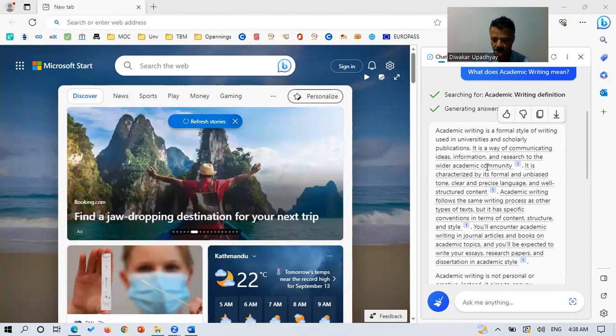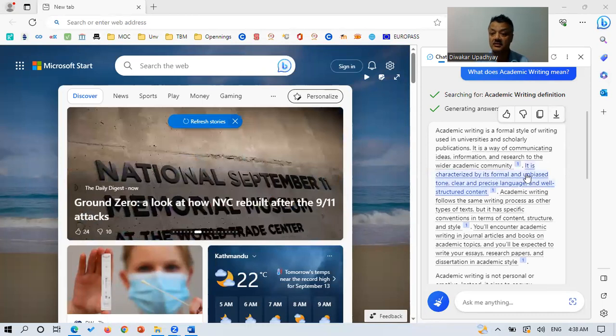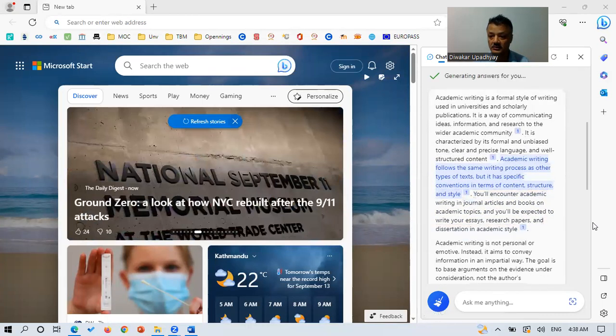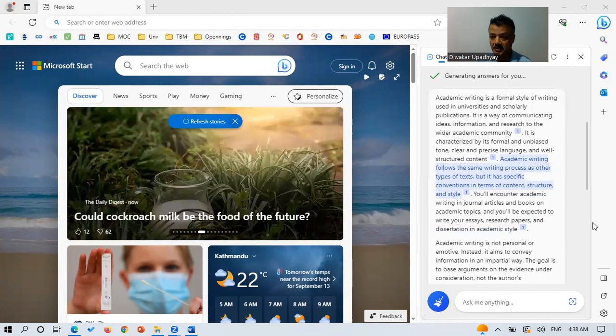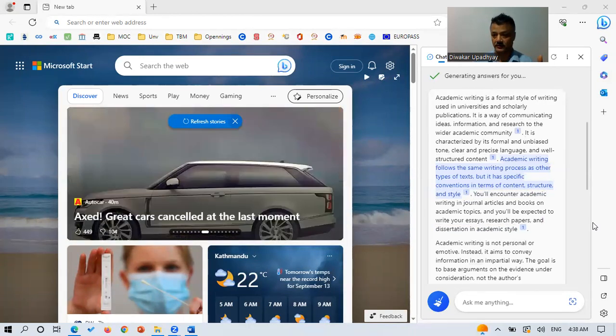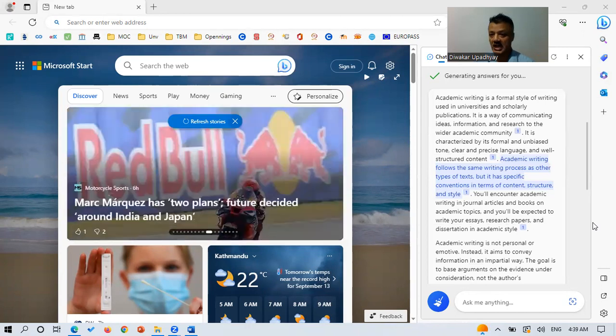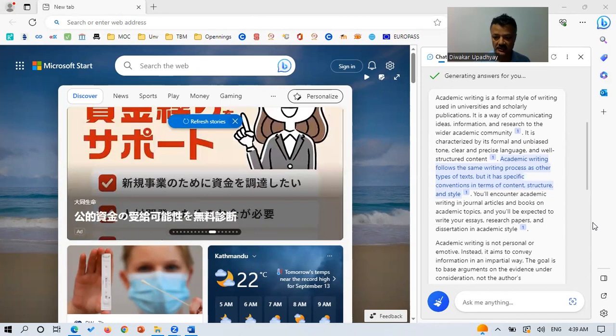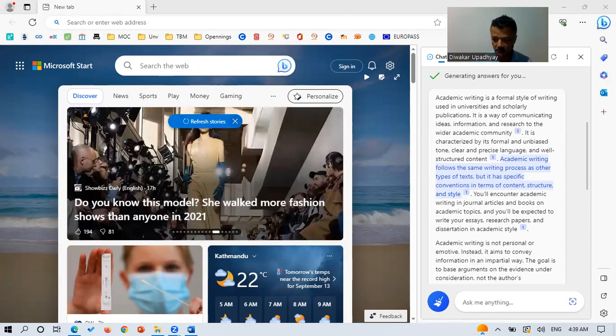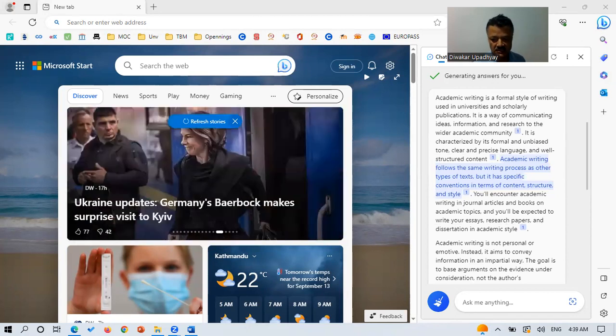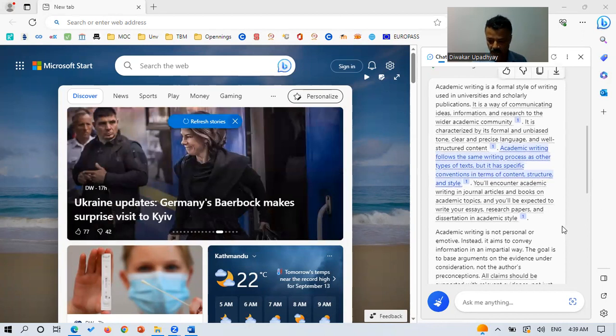You will encounter academic writing in journal articles and books on academic topics. For example, as I said earlier, there are a couple of research articles in your course. As we read those articles, we will become more familiar with the nature of academic writing. And you will be expected to write your essays, research papers, and dissertation in academic style.